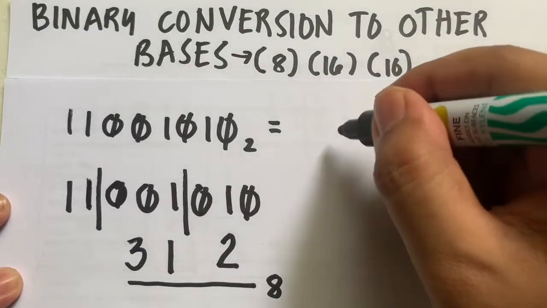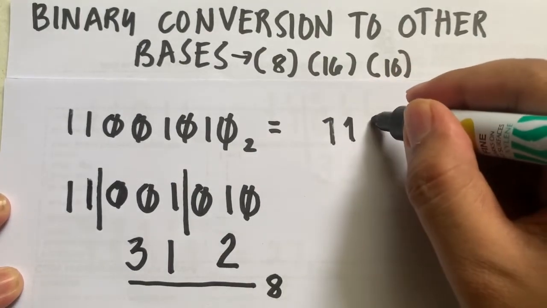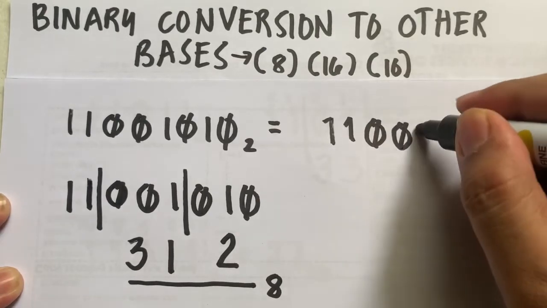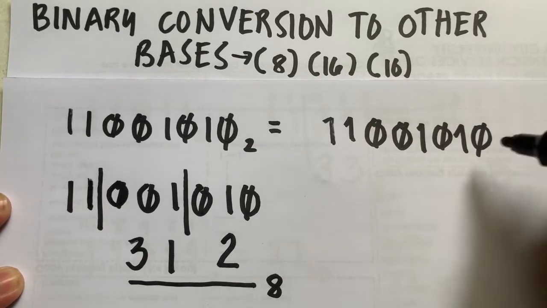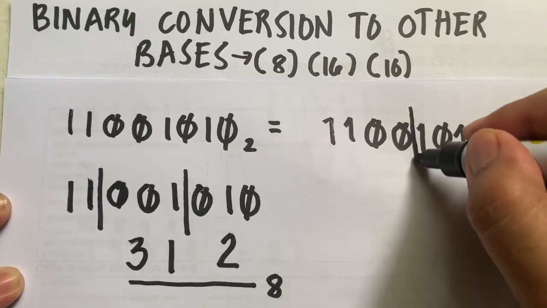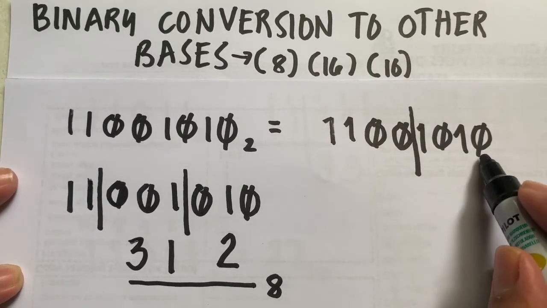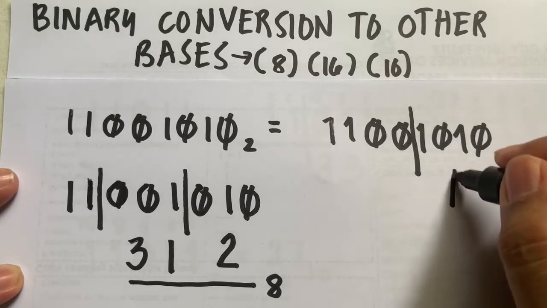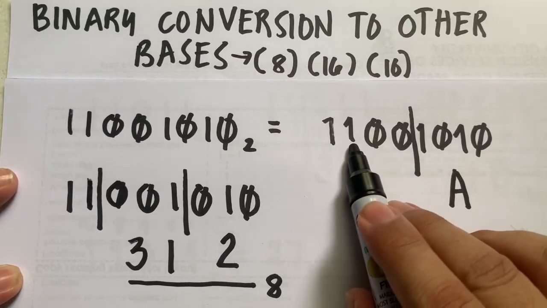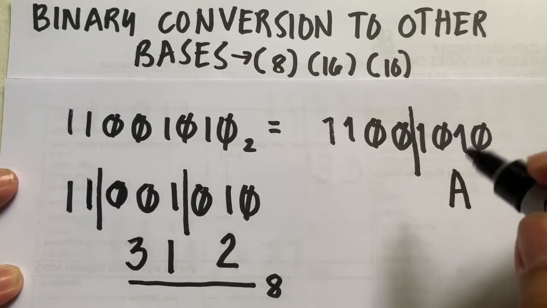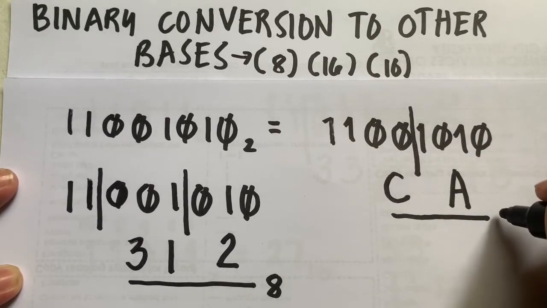To get its hexadecimal, we simply again rewrite the number 11001010. This time we are going to group it into 4, starting from the right. So we have the first group and then the second group. Applying the positional values, we have 2 plus 8, which is 10, but 10 is A in hexadecimal. Then we have 4 plus 8, which is 12, but 12 in hexadecimal is C. So the hexadecimal equivalent is CA.